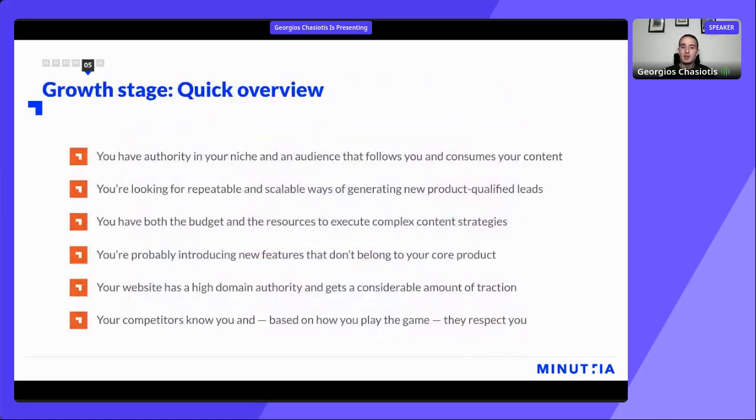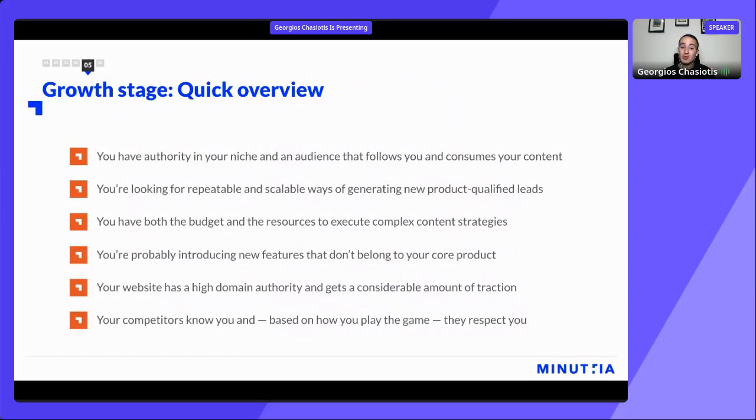And once again, guys, let me just say that we have categorized stages like that just for the sake of simplicity. Online, you may find different ways of categorizing the journey of a SaaS company, okay? But we are at this point at the growth stage, okay? Here, let's see a quick overview. You have authority in your niche, obviously, and an audience that follows you and consumes your content. You are looking for repeatable and scalable.